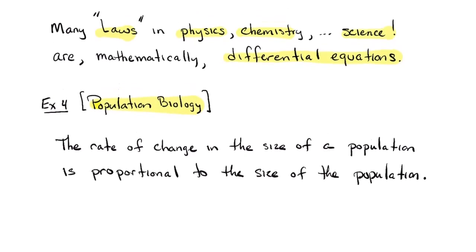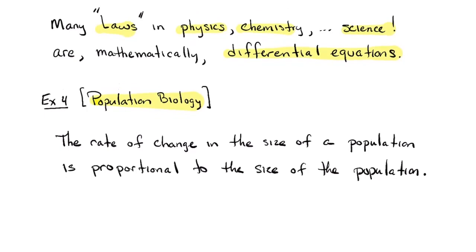So here's my first one from population biology. The law that I'm stating, and I'm not asking you to verify the truth or falsehood of these laws, take them as givens. All I'm trying to do is, given that this statement is there, how would I write it down mathematically as a differential equation? So the law is that the rate of change of the size of a population is proportional to the size of the population.